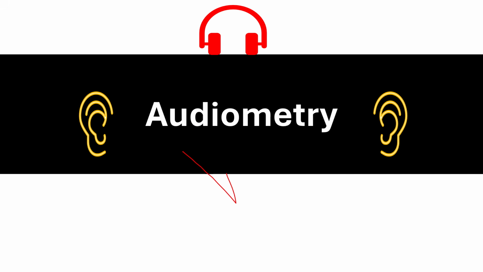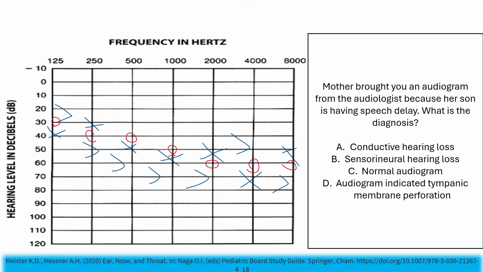In this section, we'll learn how to read the audiogram. I brought you an audiogram from the audiologist because her son is having a speech delay. What is the diagnosis? Conductive hearing loss, sensory neural hearing loss, normal audiogram. Audiogram indicating tympanic membrane perforation.